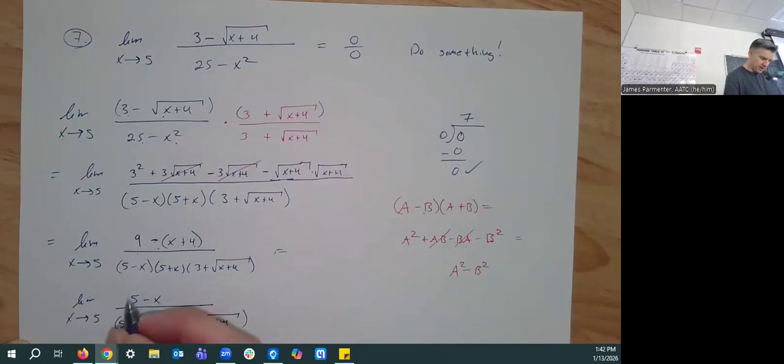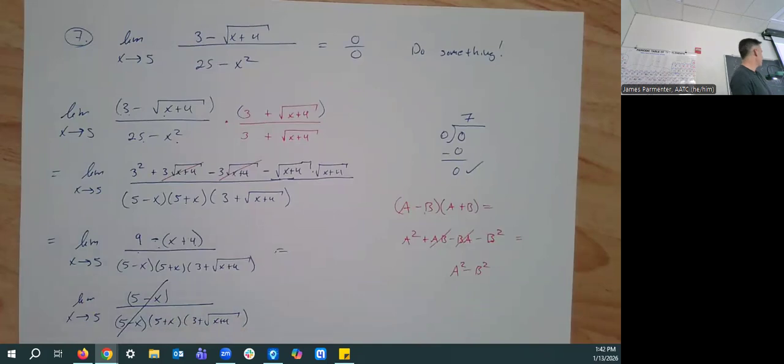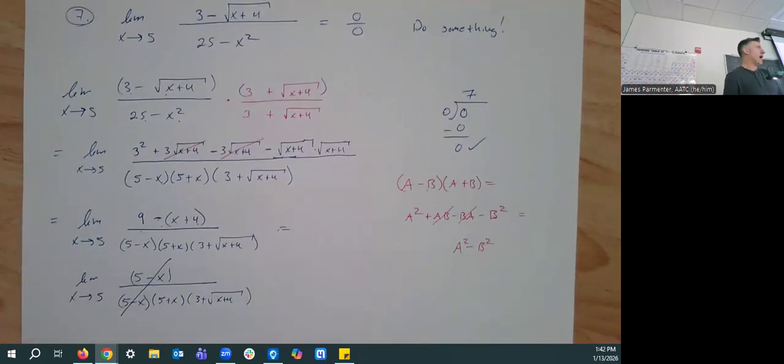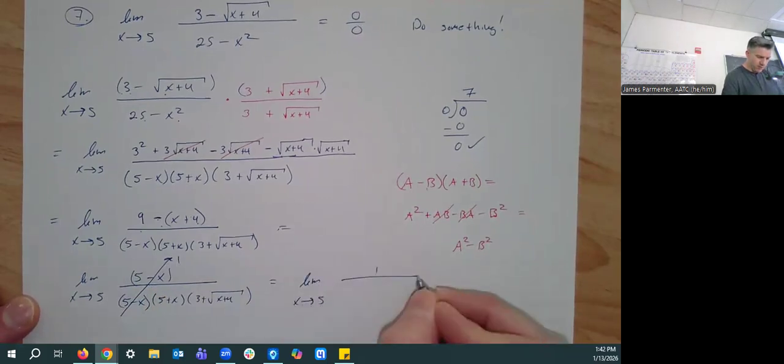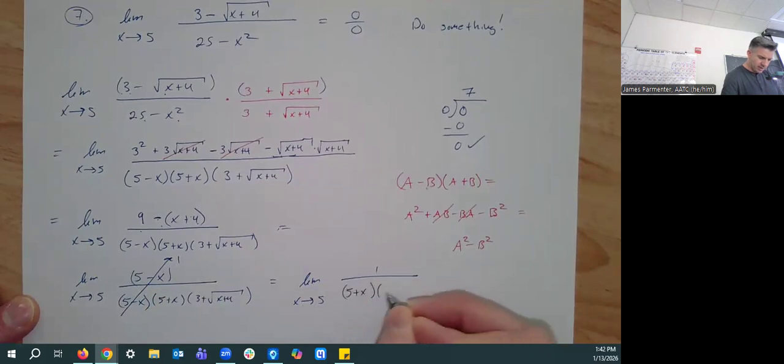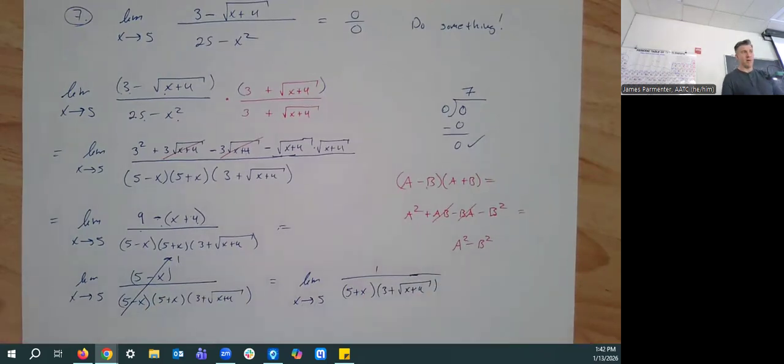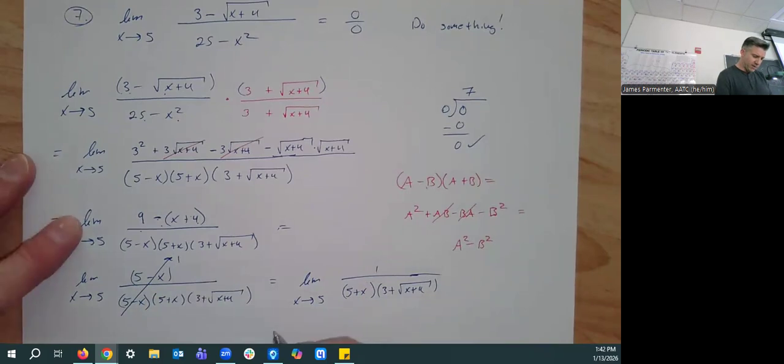So then we cancel those. I really don't like the word cancel. It's just such a loaded word in math. I would like to say that those divide and leave behind a what? 1. Specifically in the numerator, because otherwise there wouldn't be anything in the numerator. So I have the limit as x approaches 5 of 1 over 5 plus x times 3 plus the square root of x plus 4. And now that I've finally eliminated the parts that were making it 0 over 0, we can plug in 5 and get 1 over 5 plus 5 times 3 plus the square root of 9, which is 3 plus 3, or 6. So we end up getting 1 over 60.